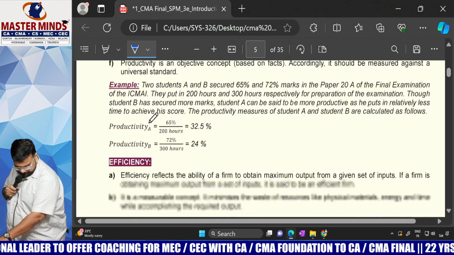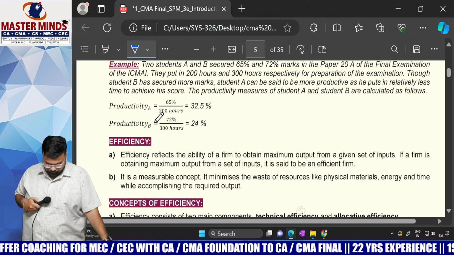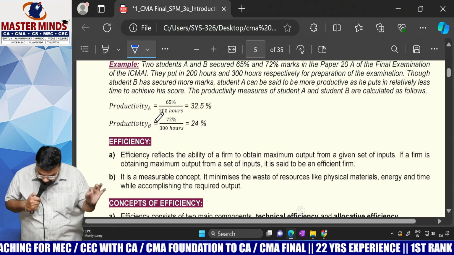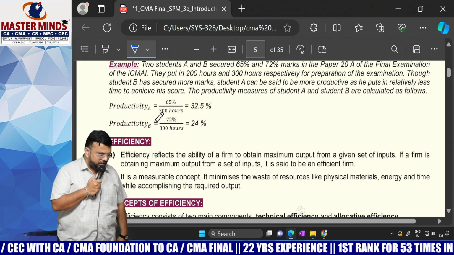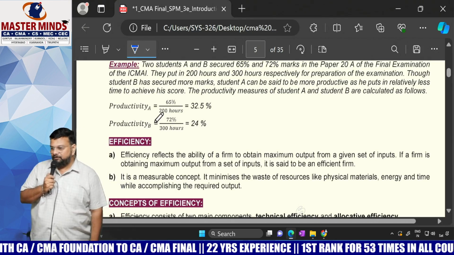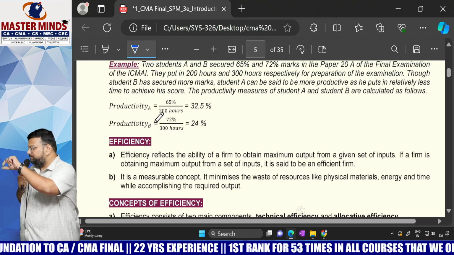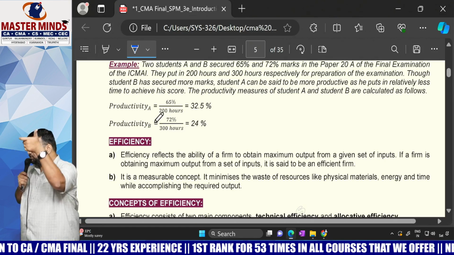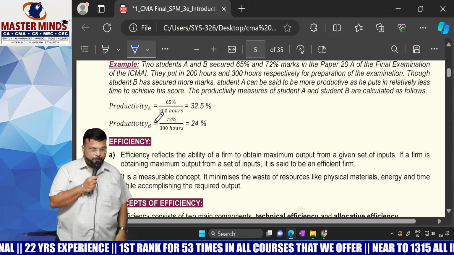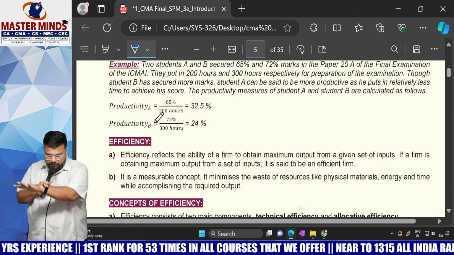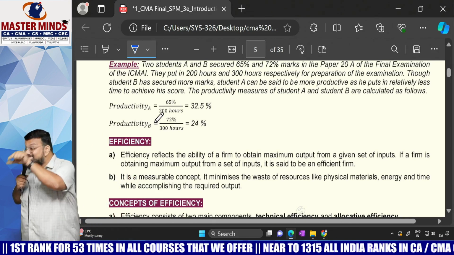Next, continue. Efficiency. Efficiency reflects the ability of a firm to obtain maximum output from a given set of inputs. Underline that part of the sentence. Maximum output from a given set of inputs. Whatever point we have learned in the previous page, the same thing is repeated here. In the previous page, I have mentioned the same thing in the bracket. Highest output means nothing but efficient point. So every company wants to achieve maximum output from a given set of input. That means input shall remain constant, and you want to increase your output. This is called efficiency.